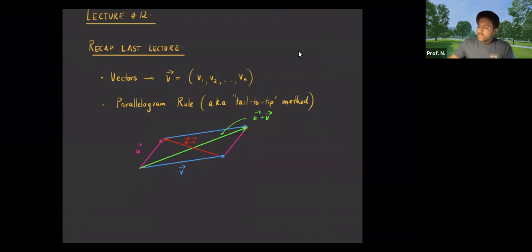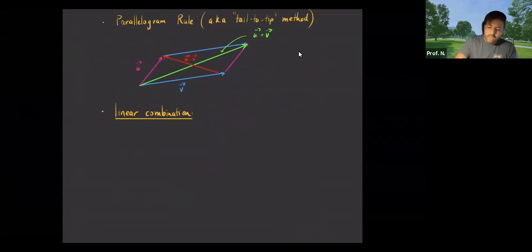We also talked about scalar multiplication of vectors, right? We can either minimize or maximize a vector along the same direction. We also talked about linear combinations. A linear combination, a very important concept in linear algebra, especially when we talk about vectors, right, is a sum of scalar multiples of vectors.